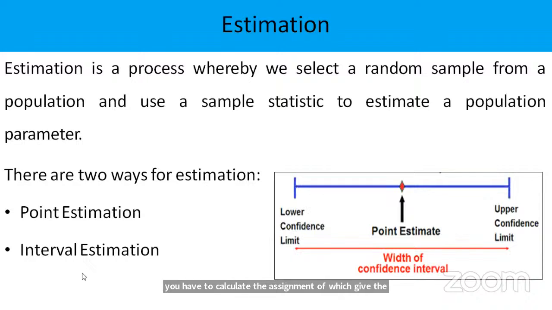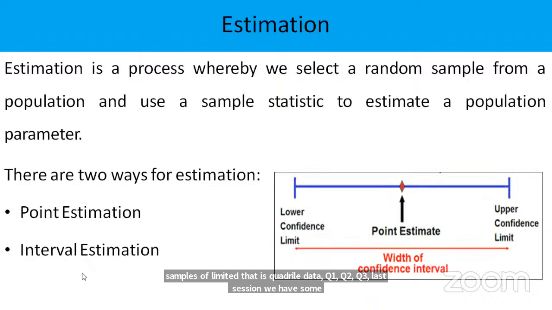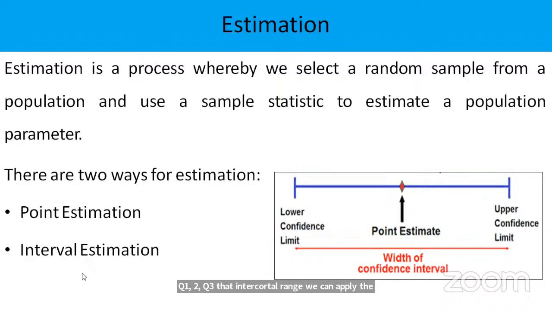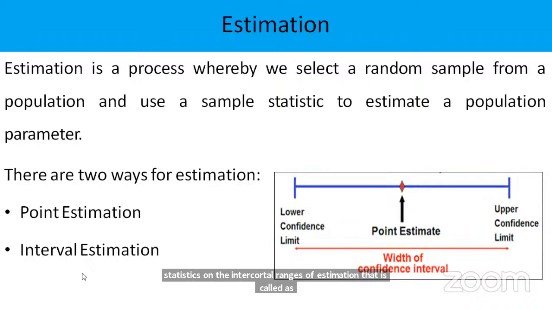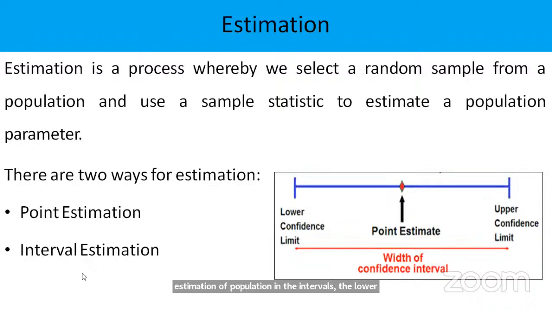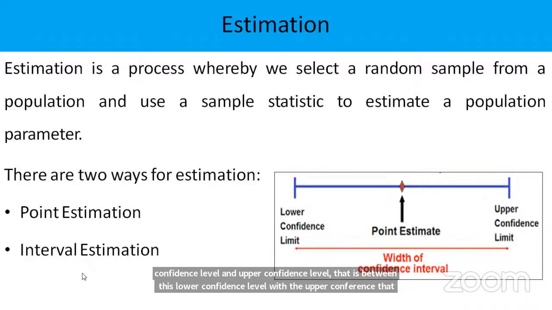Then interval estimation means we take the sample limits, that is the quartile data Q1, Q2, Q3. Last session we covered Q1, Q2, Q3. We can apply the statistics on the interquartile range, which is the estimation of the population in intervals, with a lower confidence level and an upper confidence level. Between the lower and upper confidence levels is called the width of the confidence interval.